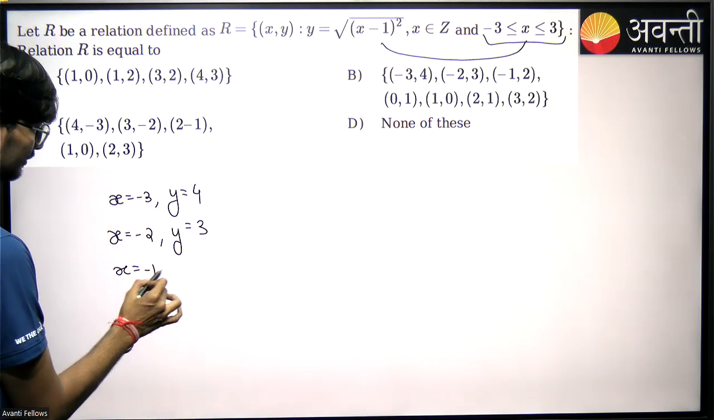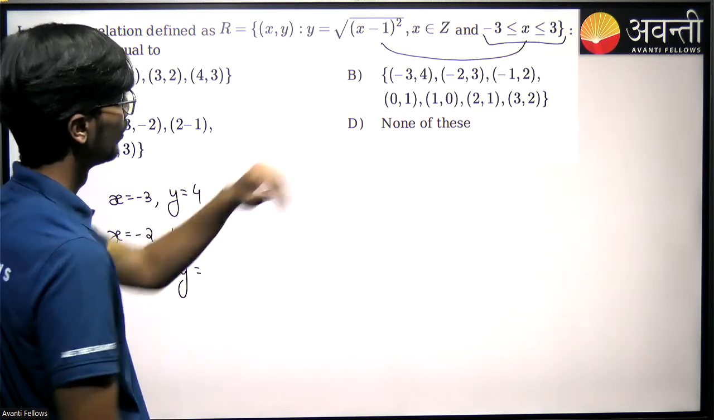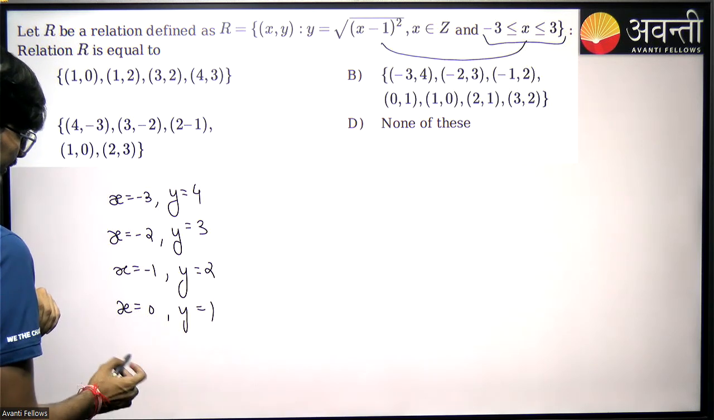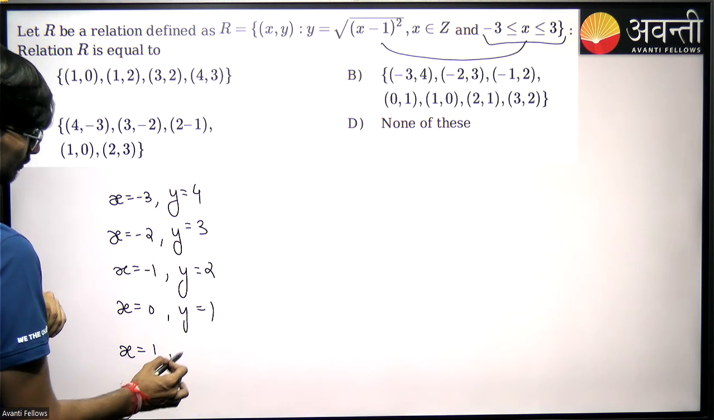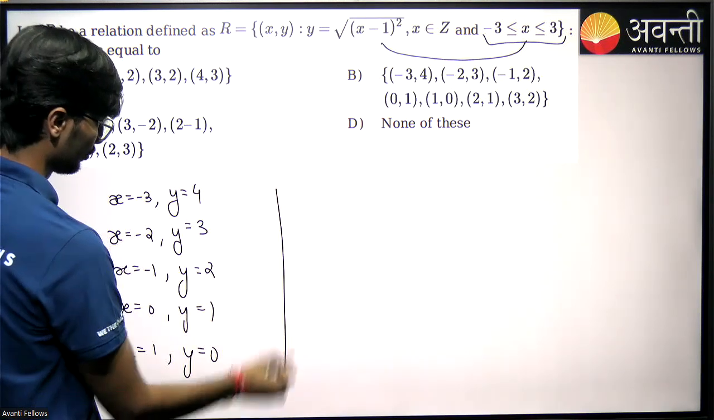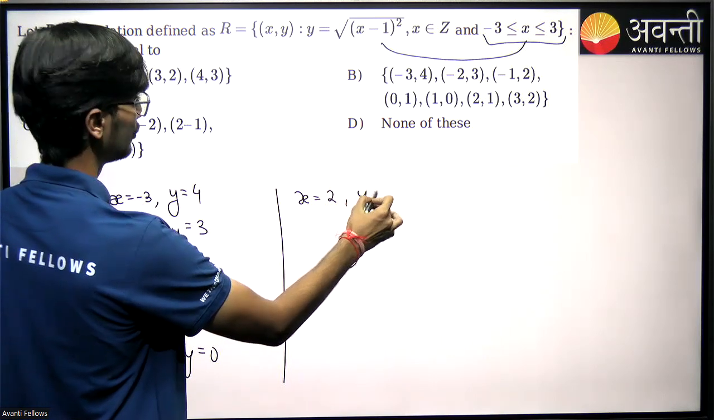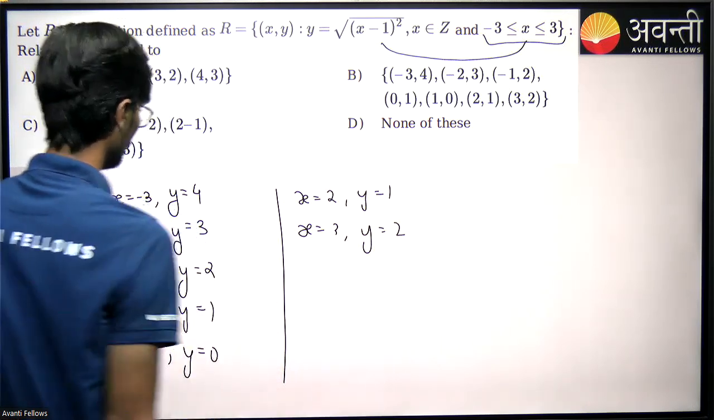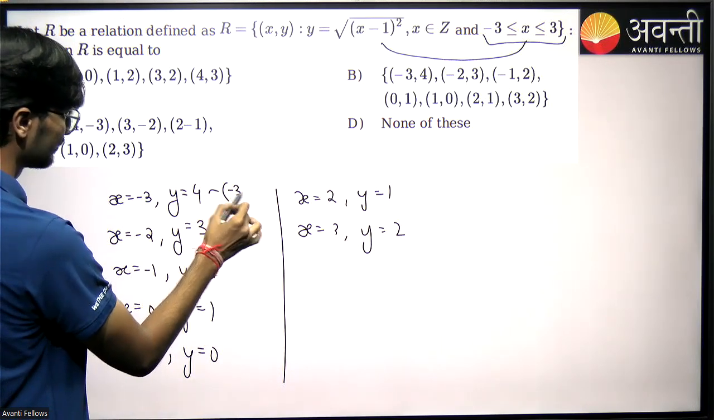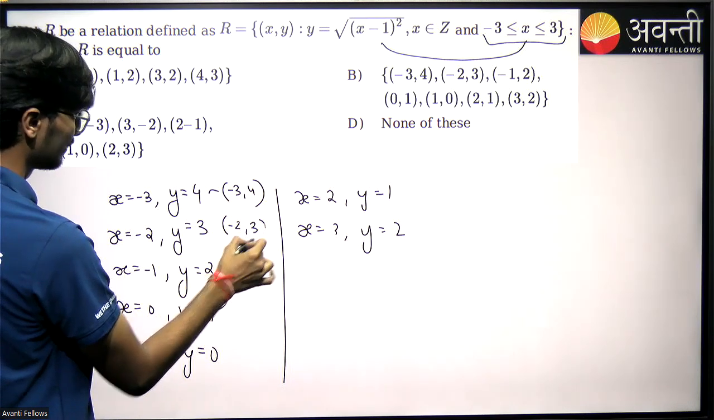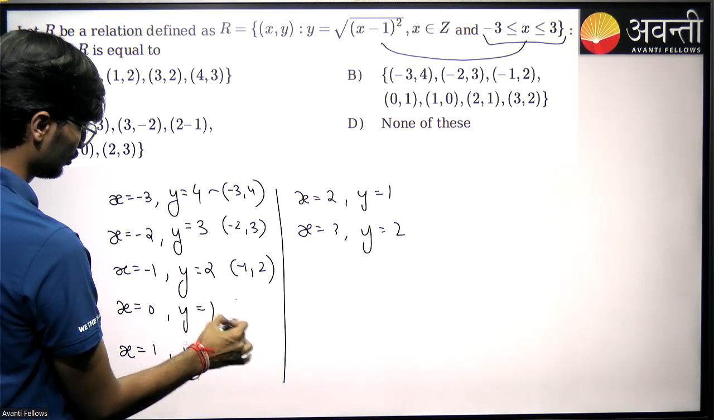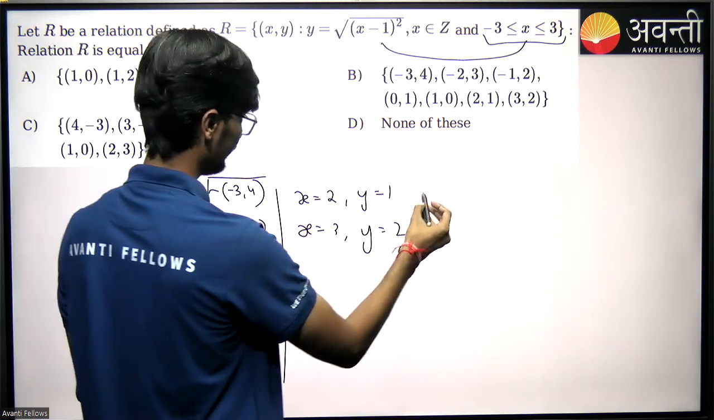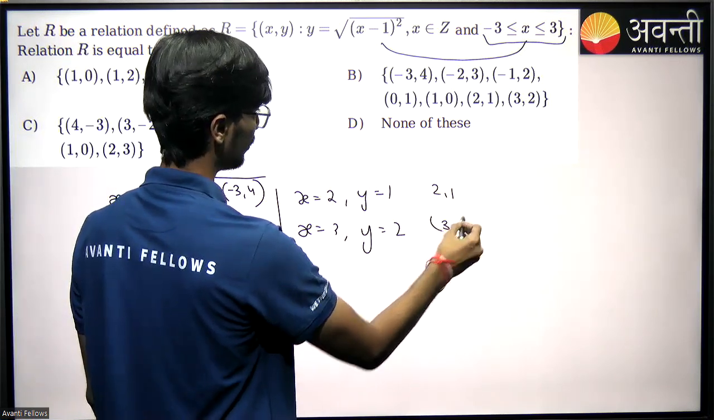Then x equals to minus 1. So y will be equal to 2. Then x equals to 0, y equals to 1. Then x equals to 1, y equals to 0. So lastly, x equals to 2, y equals to 1 again. X equals to 3, y equals to 3 minus 1, which is 2. So what are the ordered pairs, guys? Here, minus 3, comma 4; minus 2, comma 3; minus 1, comma 2; 0, comma 1; 1, comma 0; and here we'll get 2, comma 1; 3, comma 2.